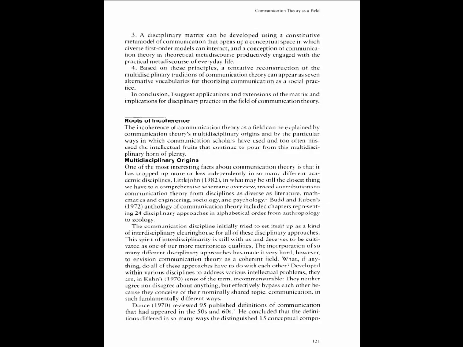And continuing on page 121, he makes his last 2 points that a disciplinary matrix, a matrix of 7 traditions, can be used as a constructivist metamodel, again, a way to look at models of communication that opens up an area that we can use to discuss communication theory across disciplines. And concluding with point 4, he claims that the communication field, communication theory as a field, can be looked at in terms of the 7 traditions.